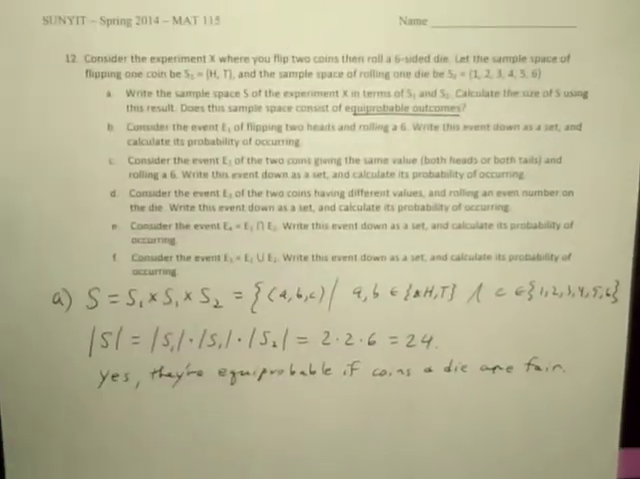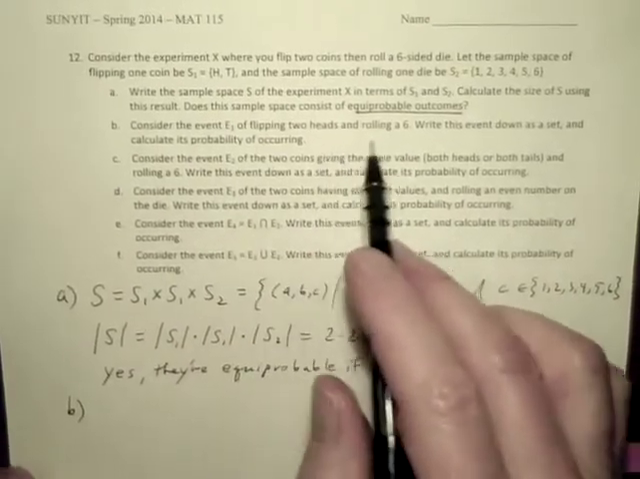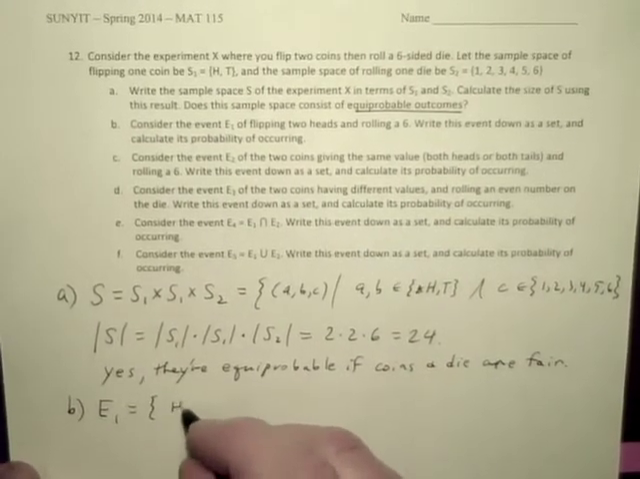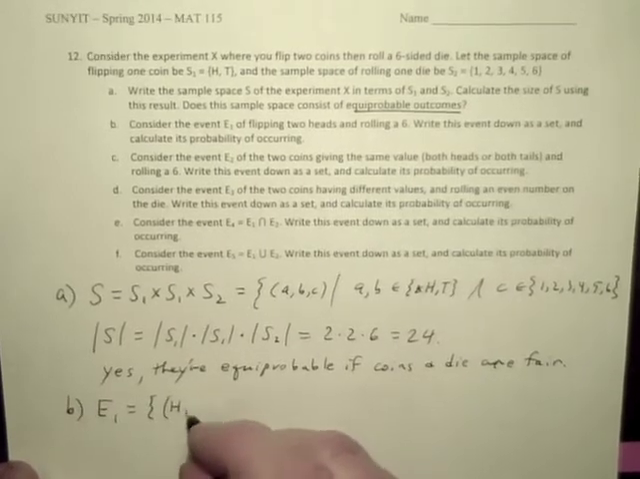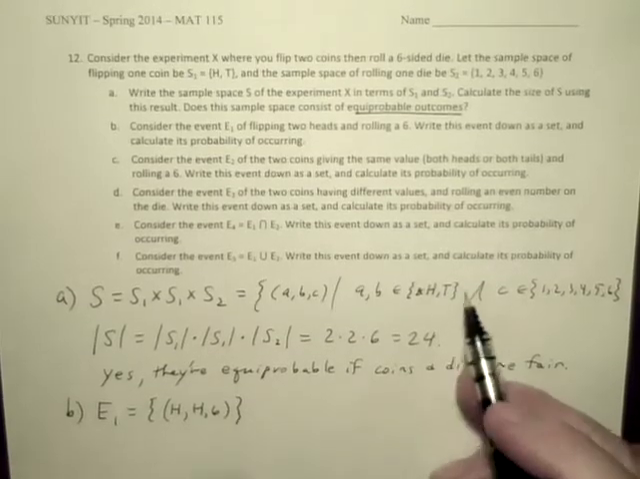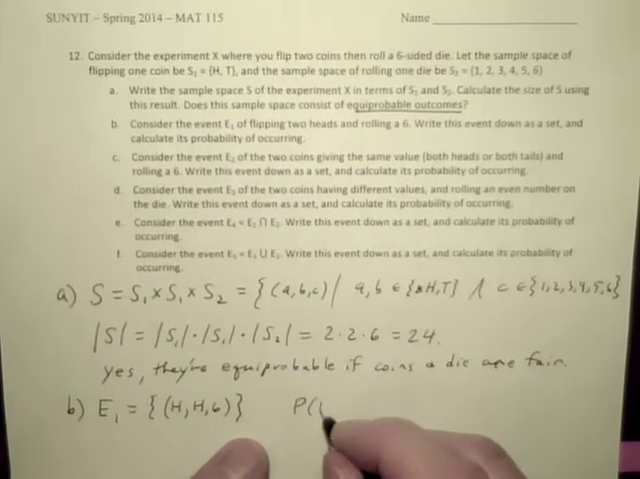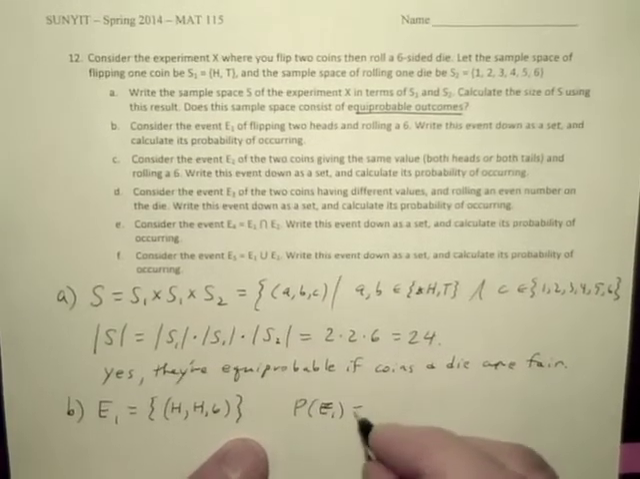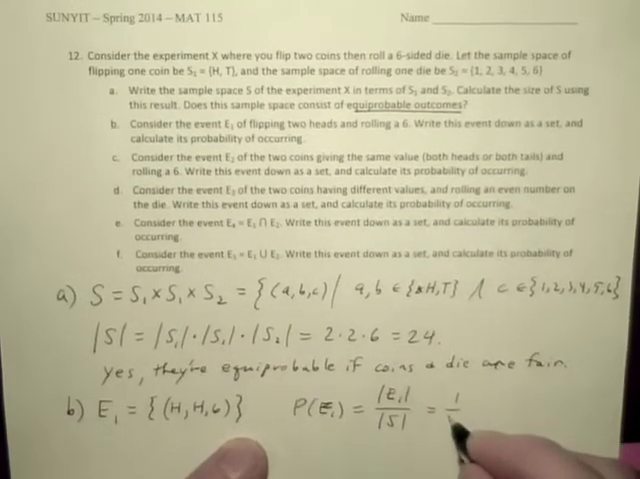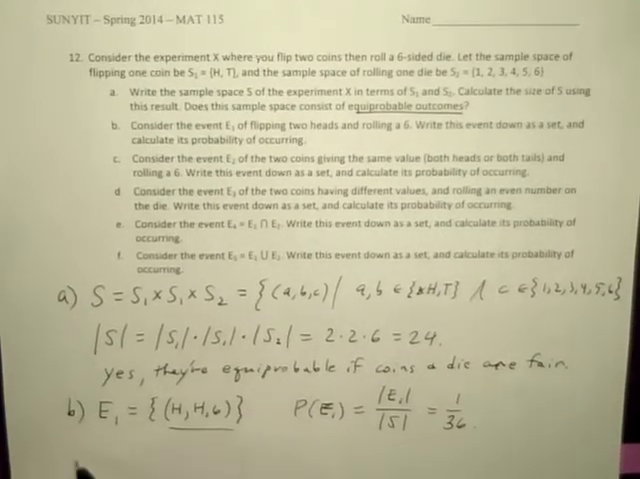Sorry about this wiggling thing. Let's see, what does part B ask? Consider the event E1 of flipping 2 heads and a 6. Well, technically I'll write it HH6. Okay, write this event down as a set and calculate its probability of occurring. The probability of E1 is the size of E1 all over the size of the set, which is 1 in 36. Okay, equally probable. There's only one element in that set.